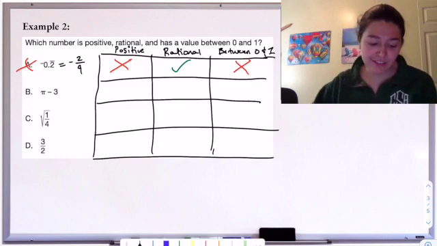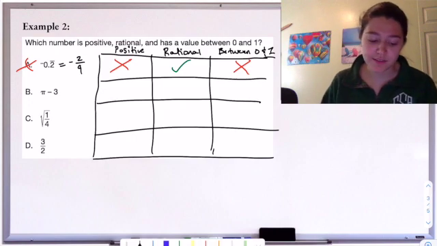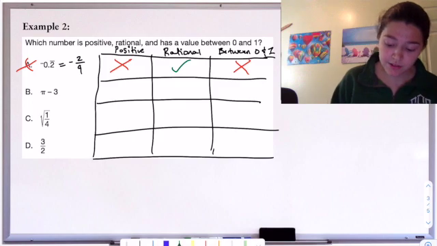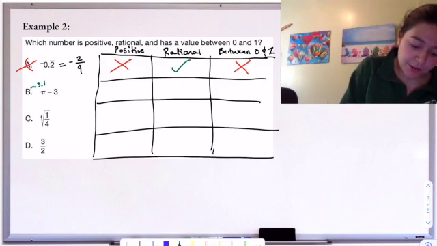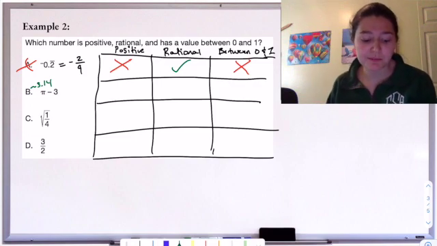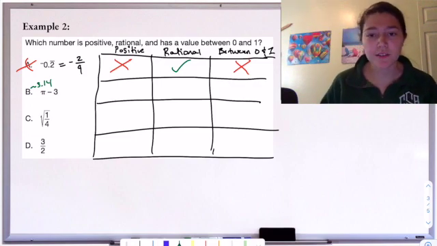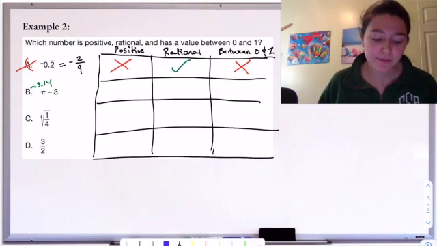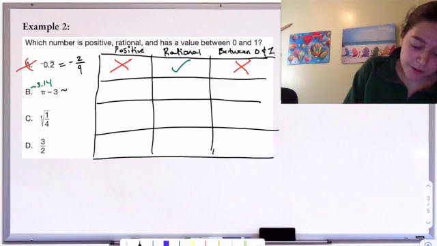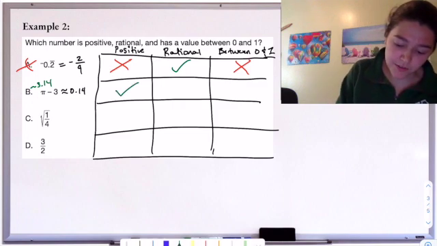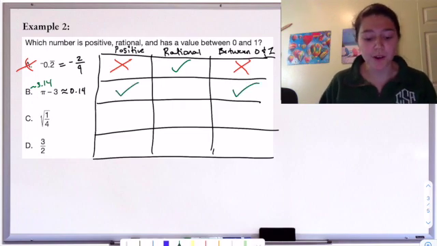All right, then I have pi minus 3. Interesting. Okay, so pi is about 3.14. So we have 3.14 minus 3. Is that going to be positive? What's about 3.14 minus 3? Yeah, this is going to be about 0.14. So the answer will be positive, and it will be between 0 and 1.